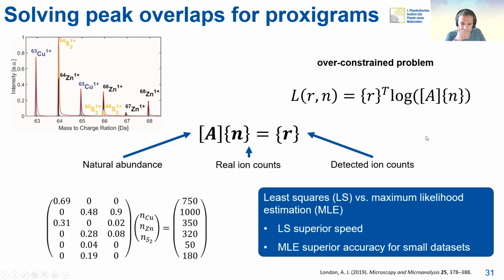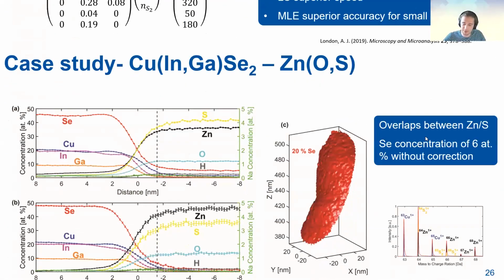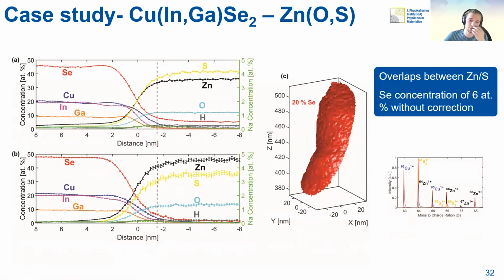I could go on about this for quite a while, but as time is limited, I instead just want to show you some case studies that we performed on this. For one, here we have some copper, indium, gallium, selenide, zinc oxysulfide interfaces, which have many overlaps between zinc and sulfur, and also zinc oxysulfide with selenium, where when you just investigate these interfaces, you see that the zinc concentration is underestimated while the sulfur concentration is overestimated.